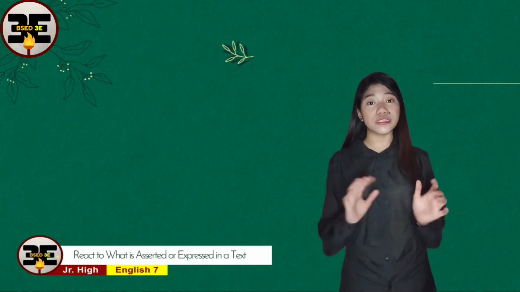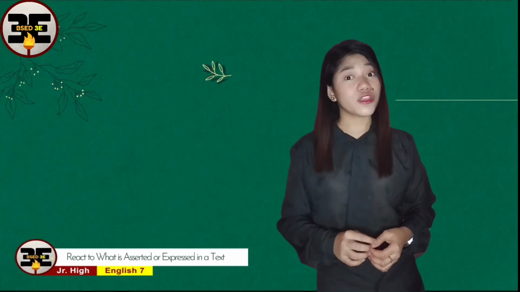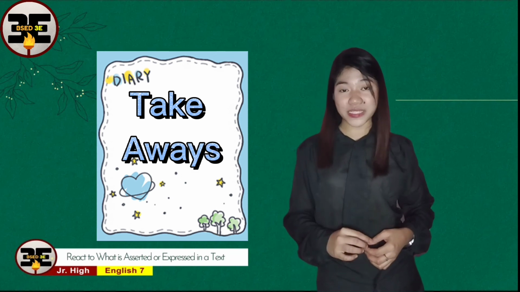Before we end this episode, let us have a quick recap on our objectives to see if we attained all our goals for today's class. In this lesson, you were able to recognize the definition of assertion, define each type of assertion, and identify each type of assertion according to its use on examples. What are your takeaways for today's episode?